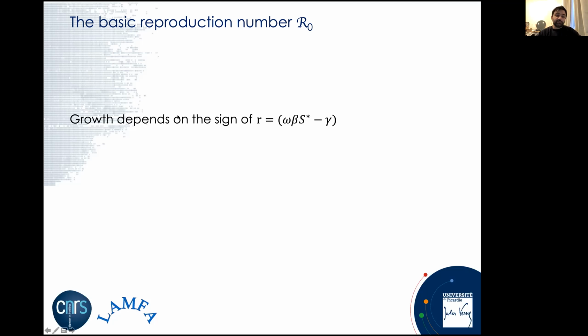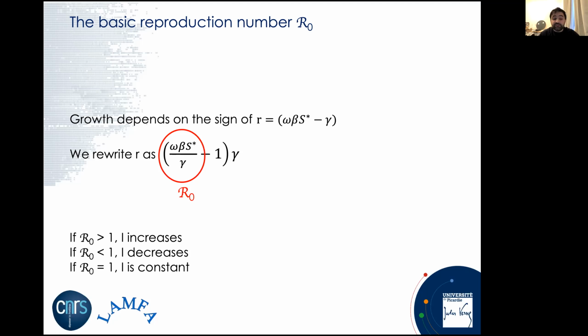So we say the growth depends on the sign of r, and we will just rewrite this r like that. We put gamma in factor, and we have exactly the same. And then I call this guy R0. So instead of looking at the sign of small r, the only change for mathematicians is just to say if R0 is greater than 1, the infection is increasing, R0 less than 1 is decreasing, and R0 equal to 1 is constant.